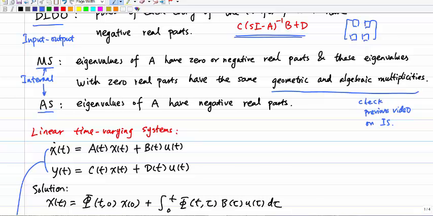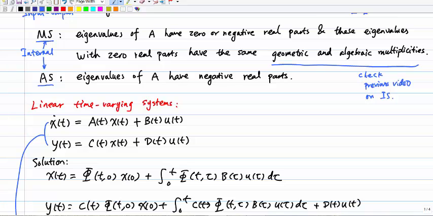As I mentioned before in the solution to the linear time variant system, if we have the transition matrix, which is given by phi(t, tau) here, I can find a solution to the system. Now I can verify whether it is BIBO, marginally stable, or asymptotically stable.